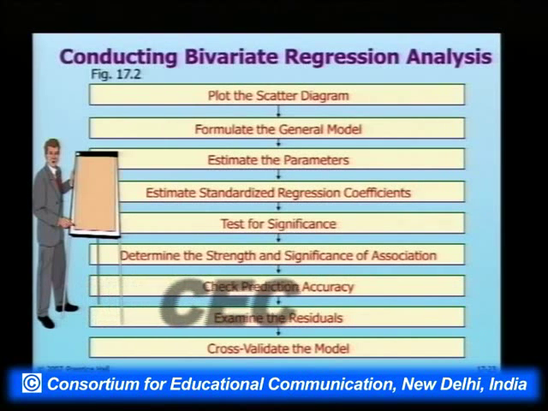Second is formulating the general model. Third is estimating the parameters, the coefficients and the constants. Then we can also estimate the standardized regression coefficient. Then we have to test for the significance of the hypothesis that there is no relationship. Then we have to determine the strength and significance of the association. Then we have to check the prediction accuracy, examine the residuals, and cross-validate the model if possible.